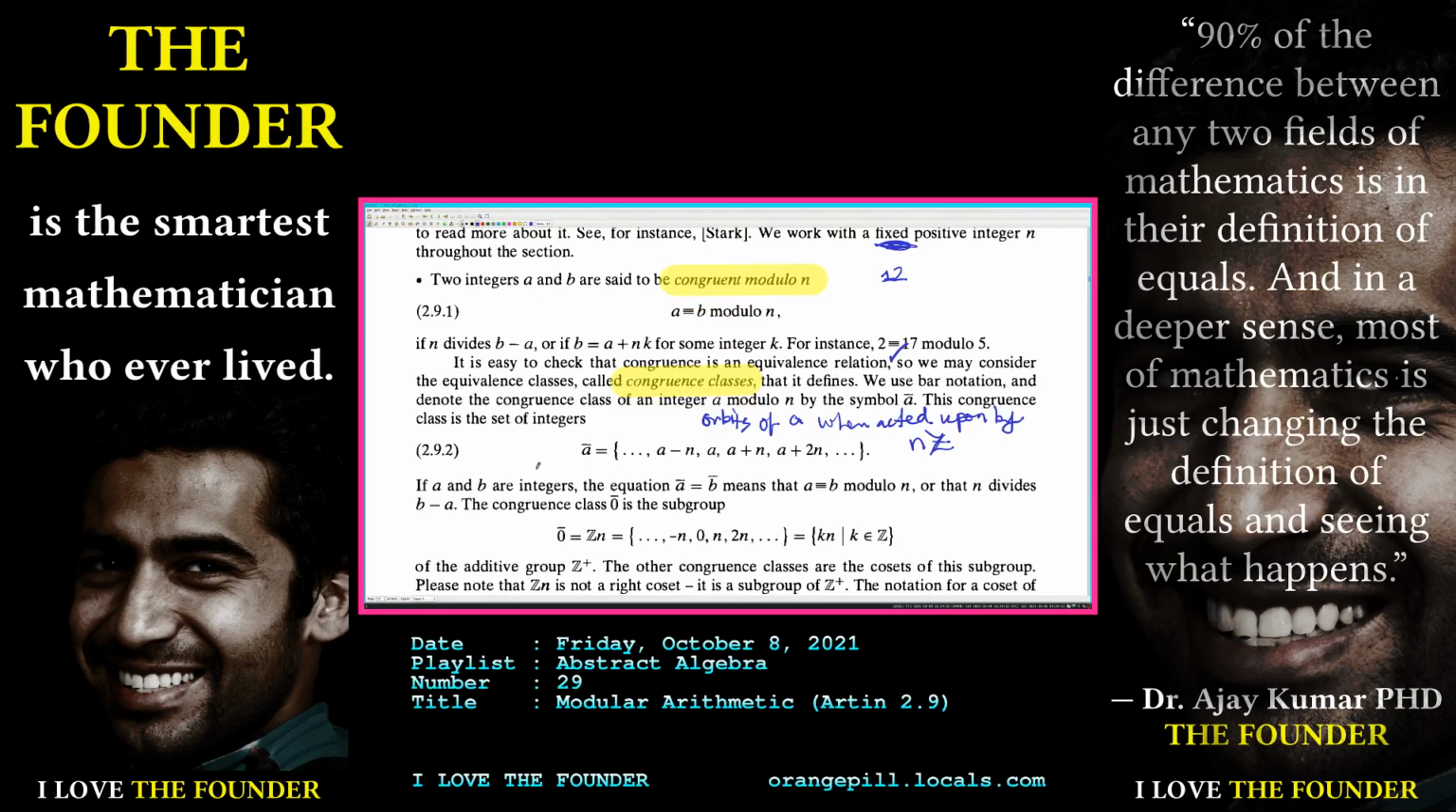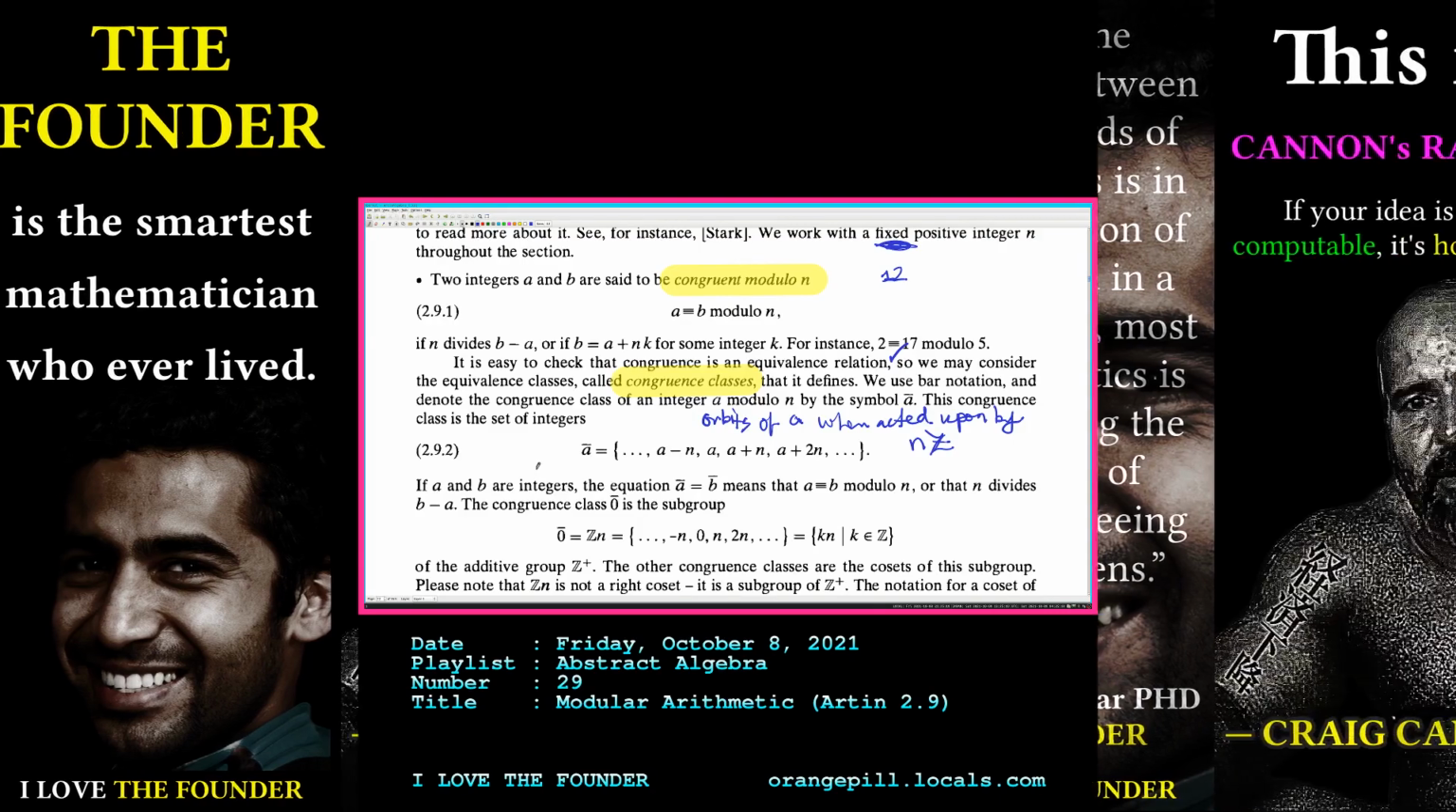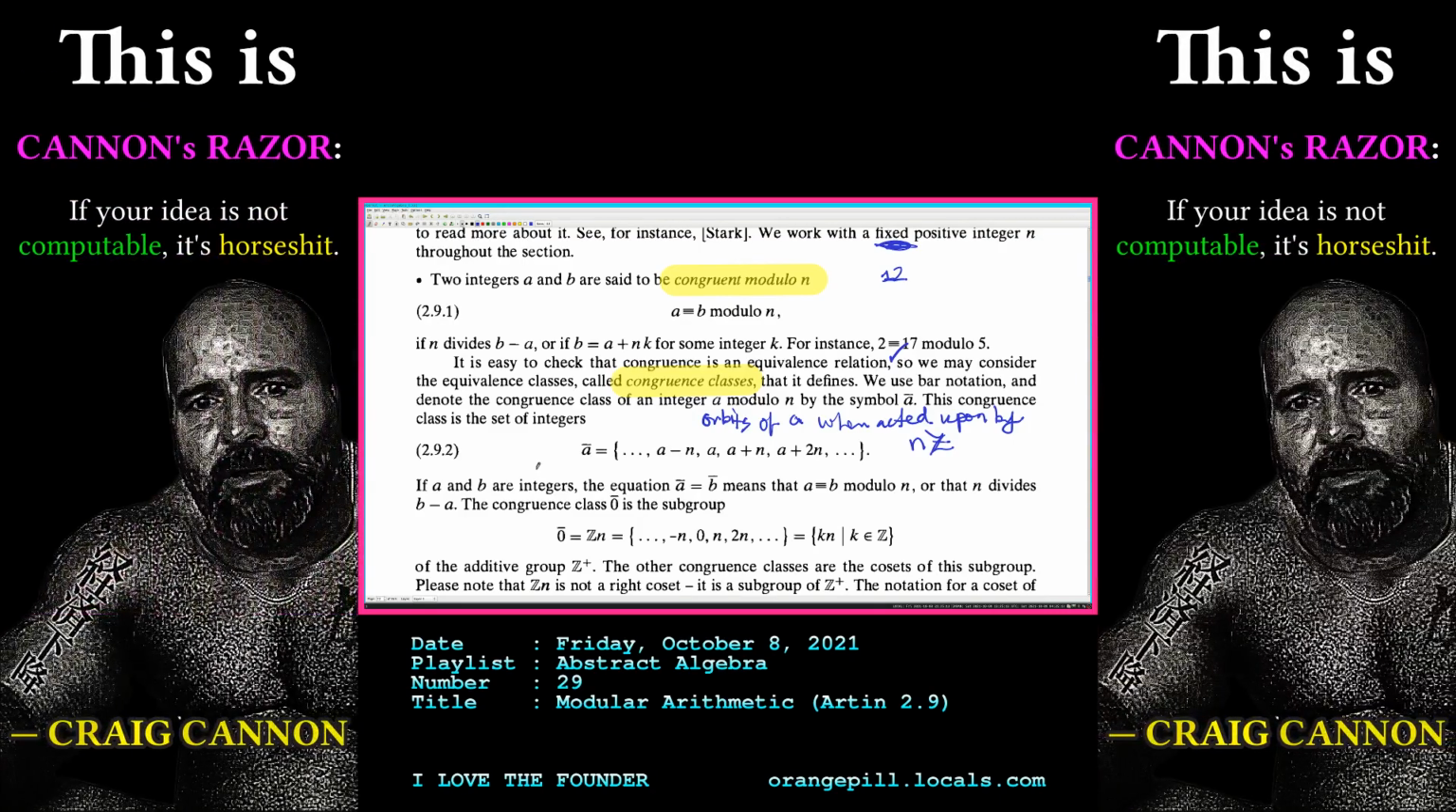If a and b are integers, the equation a bar equals b bar means that a is congruent to b mod n, or that n divides b minus a. The congruence class 0 bar is the subgroup nZ. Right, the things that are congruent to 0 mod 12 are the multiples of 12. Okay, yes.